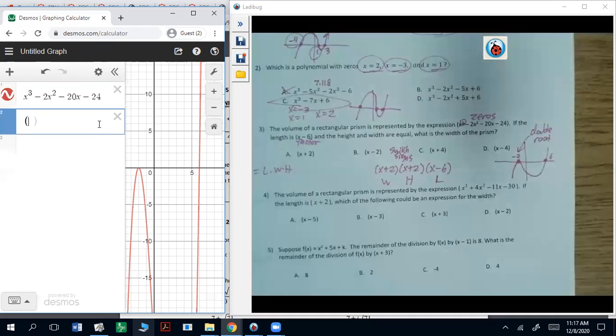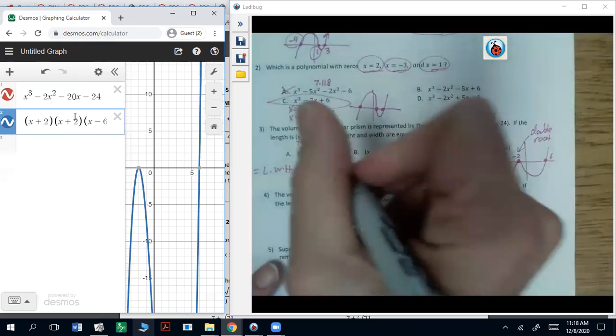And we can verify if we put x plus 2, if we type that twice, you can see it crosses there at -2, and then x minus 6 overlaps it, and it gives you the same graph. See how the red and the blue change? It's the same graph. So your width and your height are x plus 2.